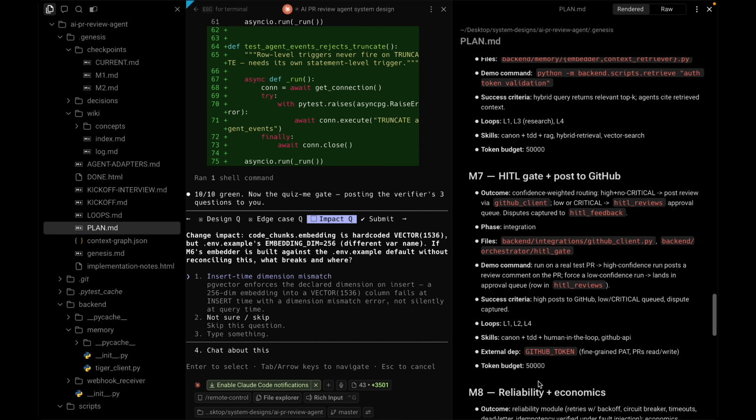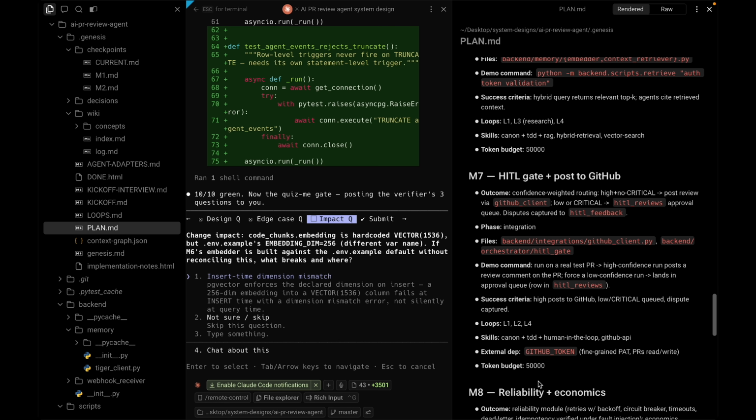What happens when we change it? Which means there is one design question, one edge question, one impact question. Which means code chunks is a hard-coded vector, but the env embeds a different way. If the M6 embedder is built against the default without reconciling this, what breaks and where?